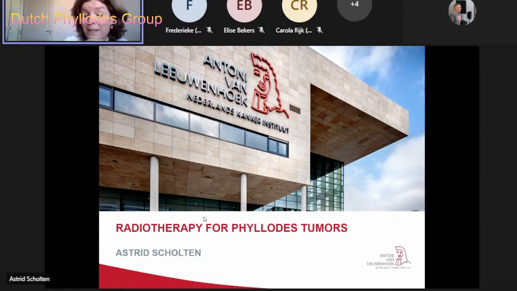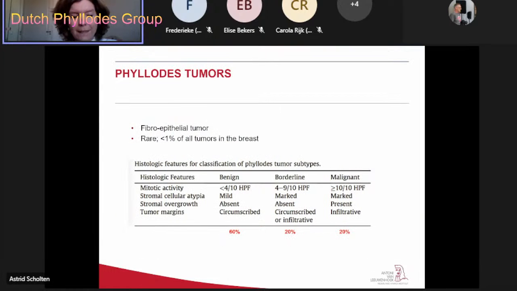Good afternoon. I'm a radiation oncologist, so I'm going to tell you something about the role of radiotherapy in Phyllodes tumors. Elise told you this before. Most of the Phyllodes tumors are benign. Approximately 40% are borderline or malignant, and those are the ones in which radiotherapy might have a role.